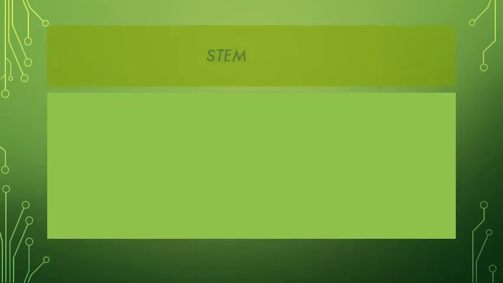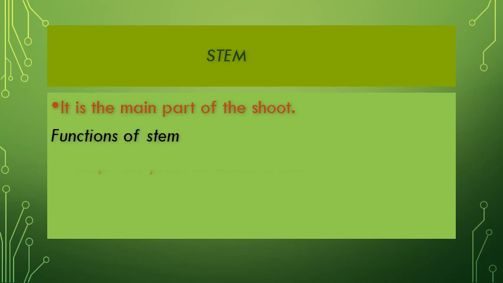Now, let us know about stem. Stem is the green or brownish part of the plant which grows above the ground. It is the main part of the shoot. Now, let us focus on the functions of stem. The stem helps the plant to stand erect.